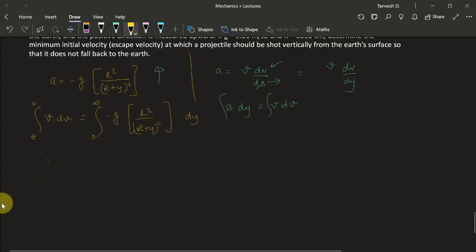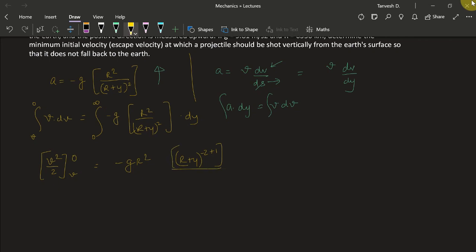This would be v square by 2, v to 0, and this is minus, okay, we'll solve this integral. So I'll take this as minus g r square and integration of 1 upon r plus y the whole square. This r plus y raised to minus 2 plus 1 divided by minus 1. This is what we'll be having, right? And it will go from 0 to infinity.